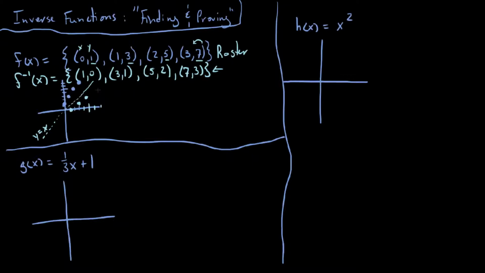So 7, 3. And we can see, ooh, not very good. We'll put 7 here to make it look a little bit better. 7, 3. We can see that all of these points have been reflected about the line y equals x. So that would be one way to show that these are inverses: analyze the graph. The other way is just to show that all the x's and y's have switched, okay?